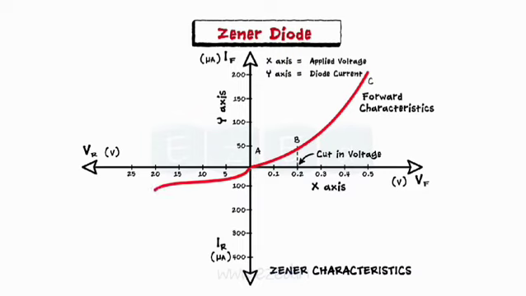Due to this special characteristic, the Zener diode finds many applications in voltage regulator circuits.